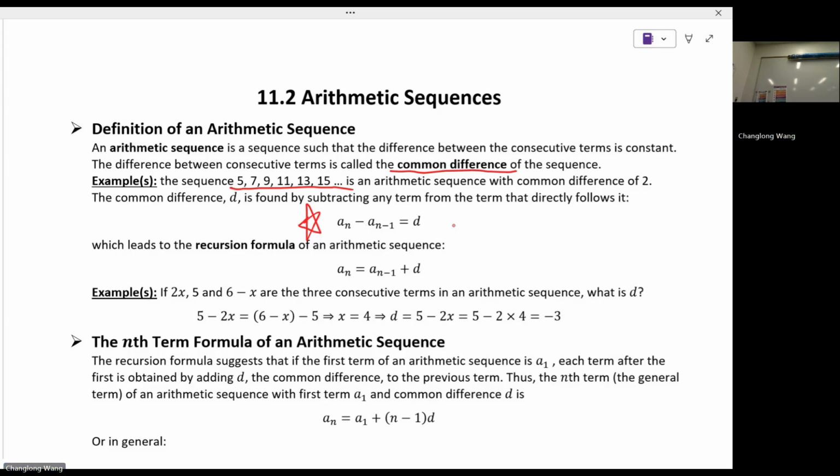So that definition of a common difference quickly turned into the recursion formula for the arithmetic sequence. And it actually does make sense, right? Since we always add, right? Later on, you could subtract, but most likely add, a common difference to a term to get to its next term.